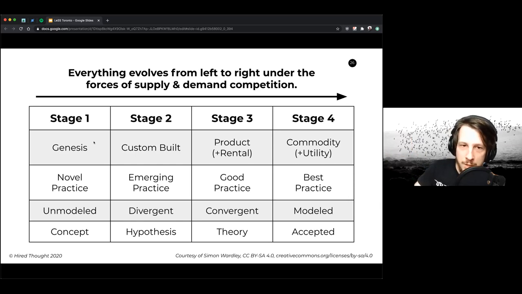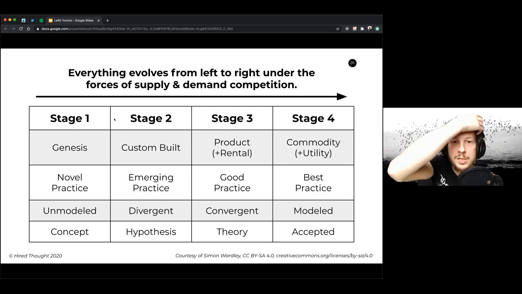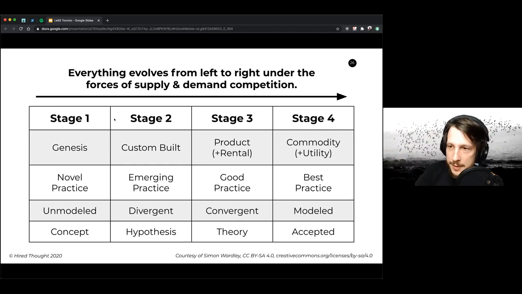Similarly, there are these changes for practices, so novel to emerging, good and best. For data, from unmodeled to divergent to convergent to modeled. And then to knowledge as well, from concept to hypothesis to theory and accepted. Now, this may seem like a lot. I'm about to give you even more, and I apologize for that.